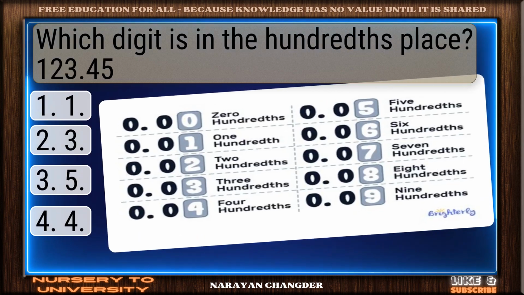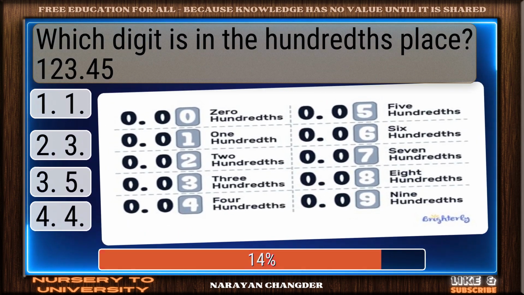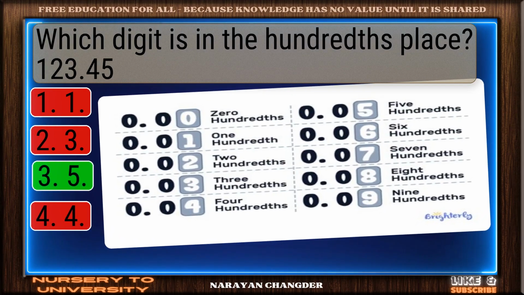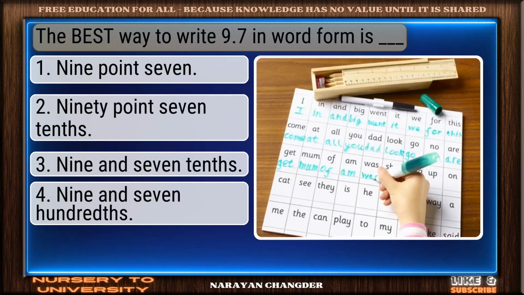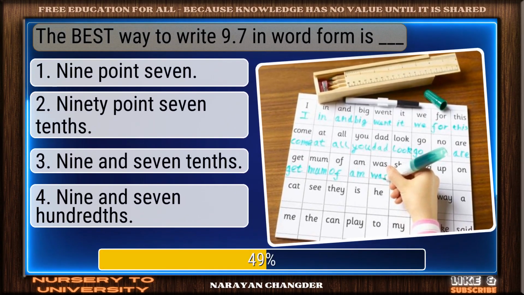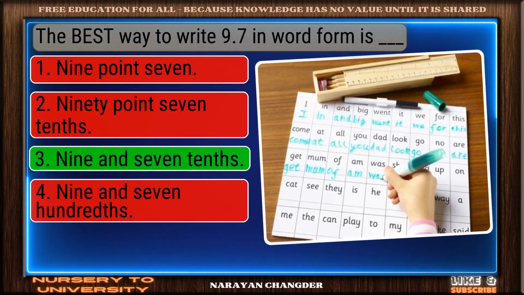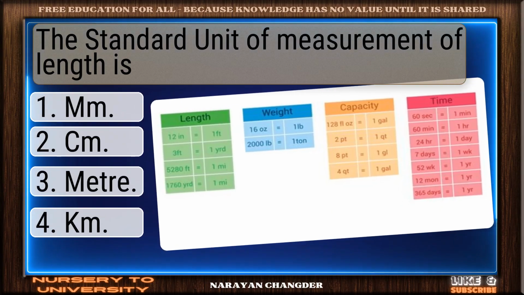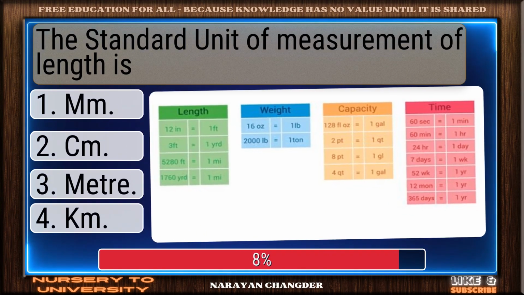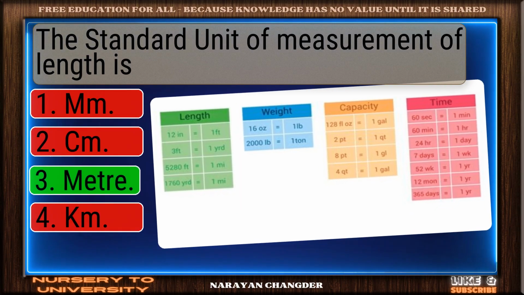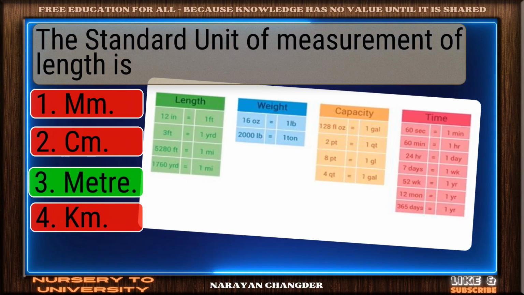Which digit is in the hundredths place on 2345? Nice selection. 5 is the correct and valid answer. The best way to write 9.7 in word form is dash. Bravo! 9 and 7/10 is the answer. The standard unit of measurement of length is? Exactly. Meter makes sense and it is right choice.